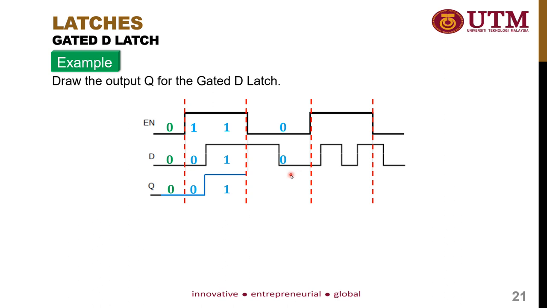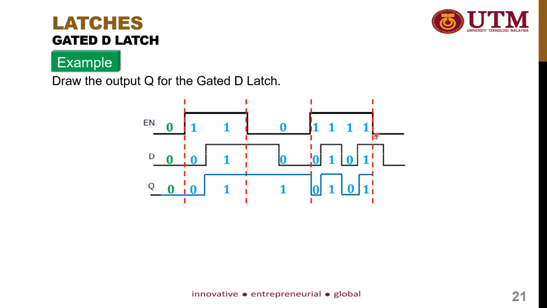So it means that the next output is equal to the previous output, so it will constantly become 1. And then the enable pin has been set to 1 again, so it just follows the pattern of D. Similar to this segment, it just follows the D input. And similar to this segment, the output just follows the D input, until it reaches the final stage where enable is set to 1. So it will just follow the D input.